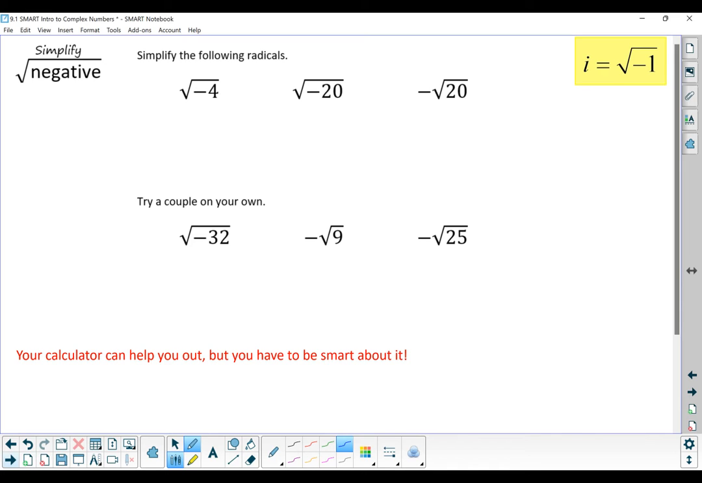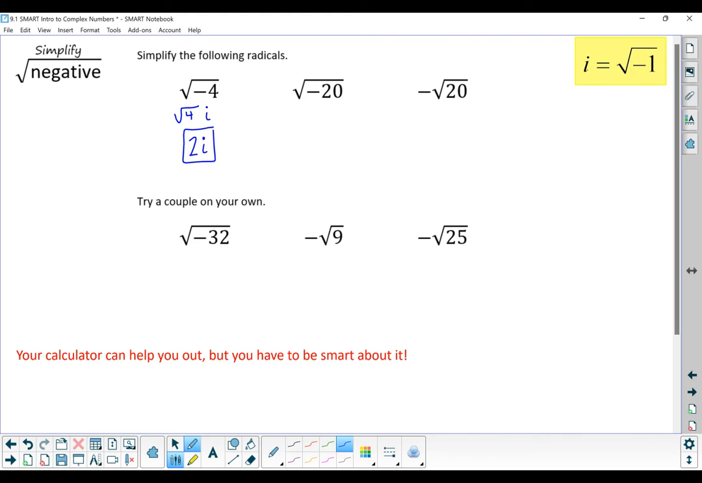So we're going to simplify a couple radicals here. So we've got the square root of -4 to start with. So remember, we can always think about the positive square root, and then the negative tells me that's going to be imaginary, the negative inside the root. So the square root of 4 is 2, so the square root of -4 is 2i.